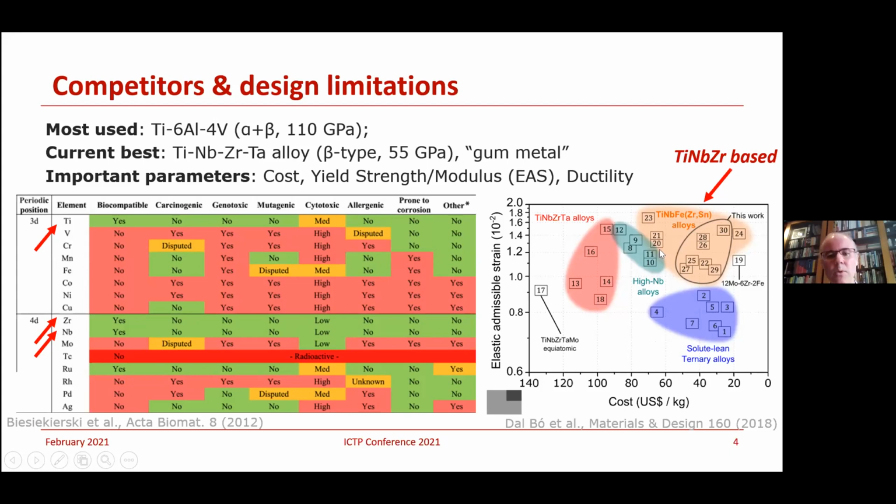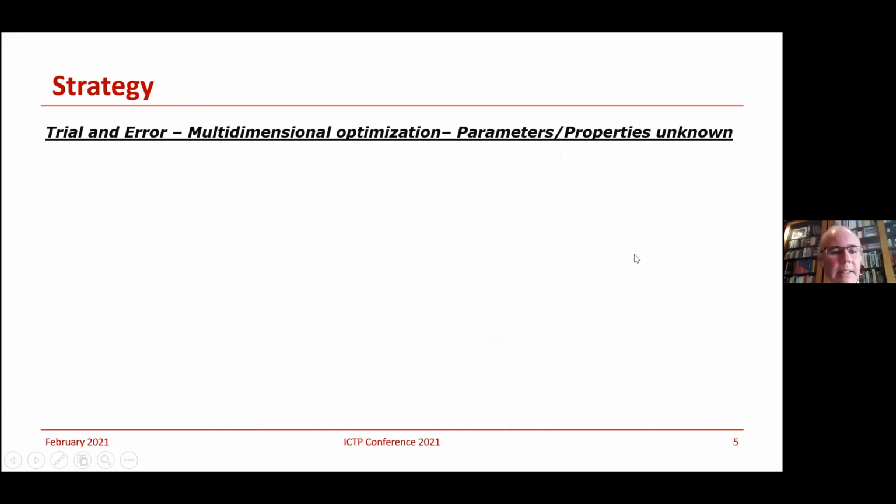But the problem is what the composition should be. To do that, one strategy people use a lot is material discovery. Now, it's still very much trial and error. The problem here is that you have a multi-dimensional optimization problem, where you have to look for the best composition for a given system. However, most of the time, the parameters and the properties are unknown. So you have to look for that.